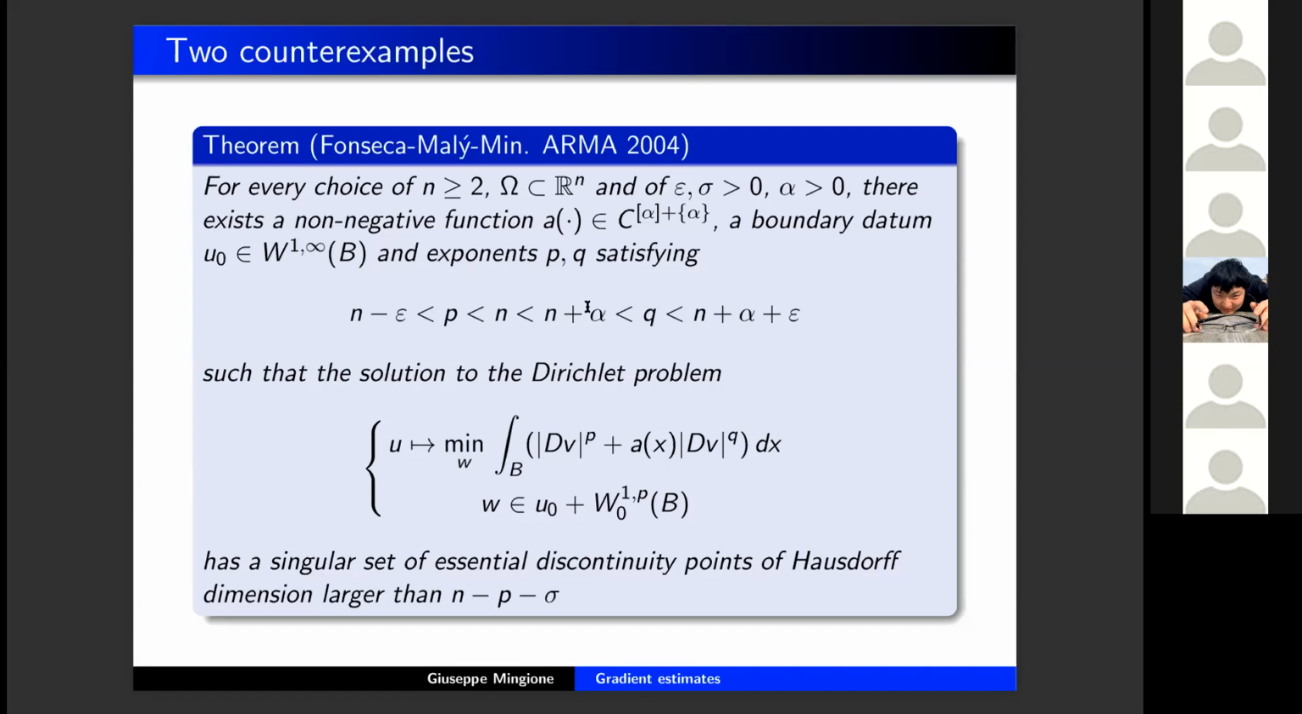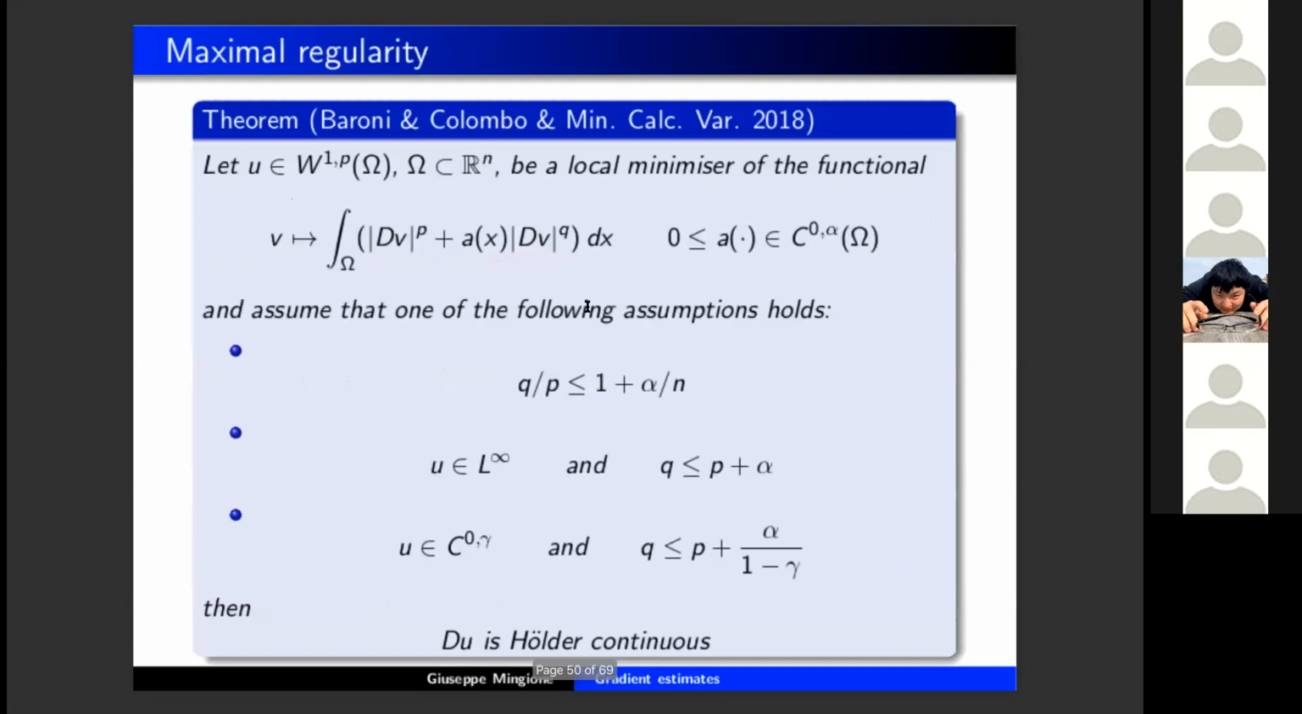On the positive side, there has been a stream of papers, and on this specific functional, probably the most complete one is the following, which says that if you contradict the previous bound, that is, if you assume that q over p is less than 1 plus alpha over n, then you can prove that the gradient is Hölder continuous. And this is essentially sharp by the previous counterexample.